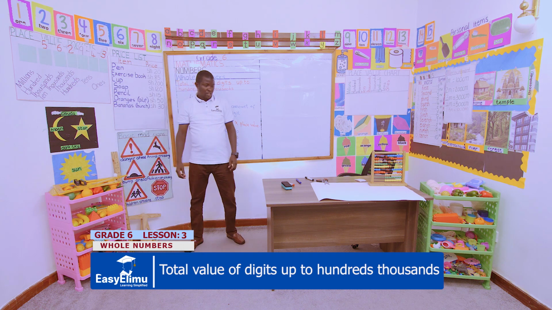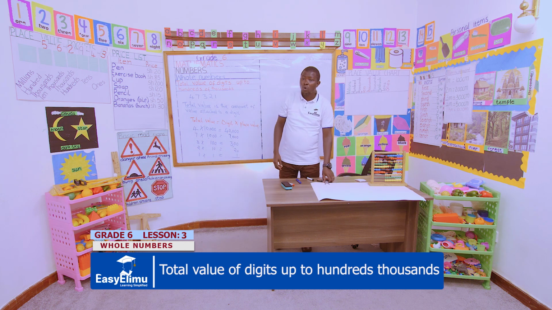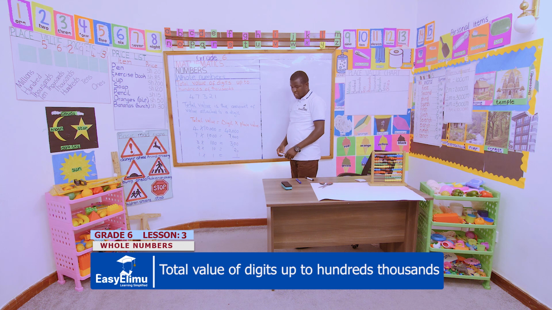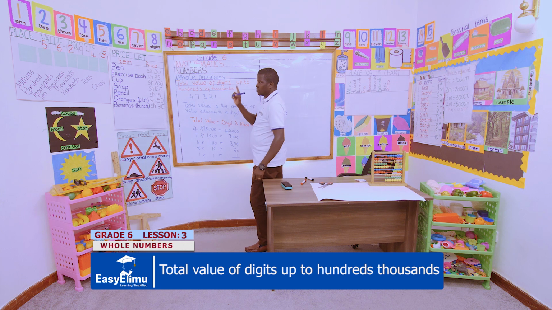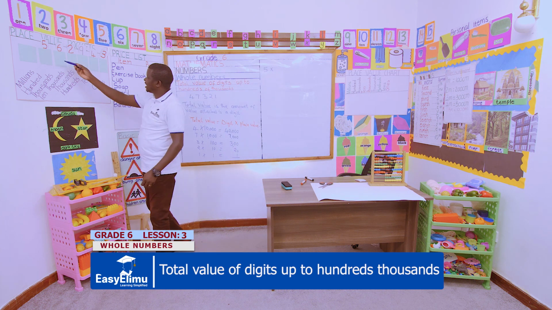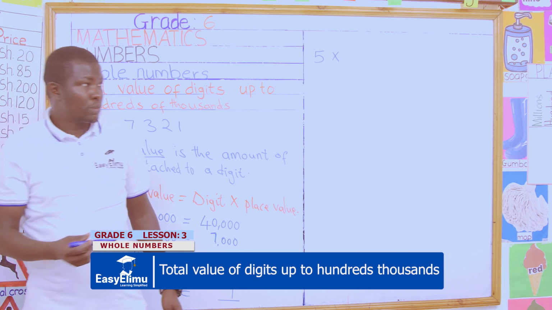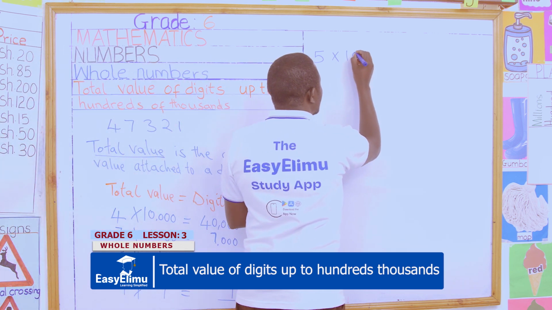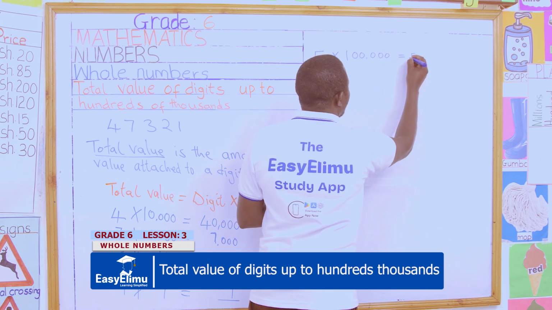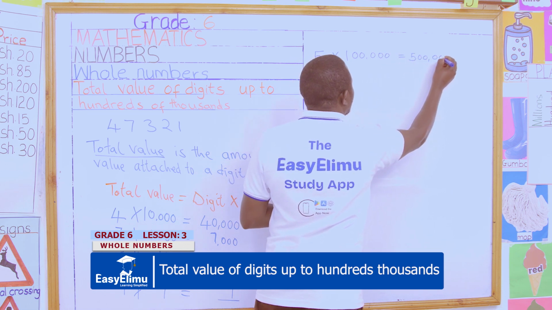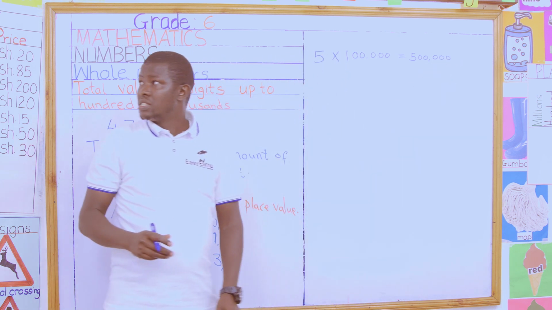Then after you put them like that, now look for their total value. If we look for the total value of each digit, we start with the digit 5. So our digit 5, we multiply it by its place value, and the place value of digit 5 is 100,000. So we multiply it by 100,000 to get its total value, and the total value will be 500,000.